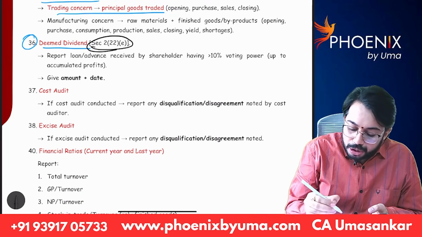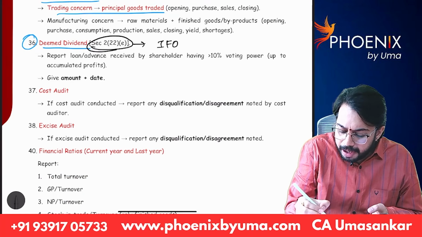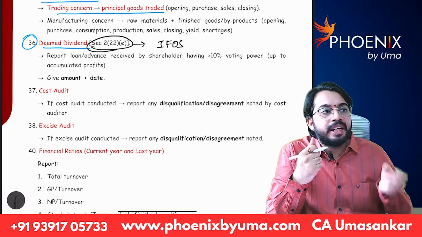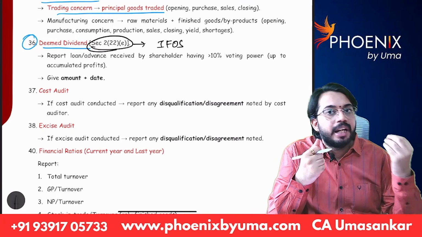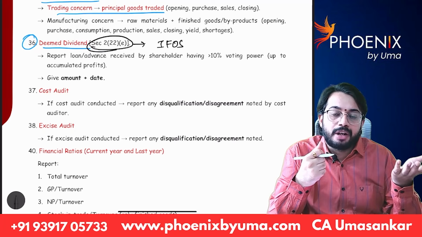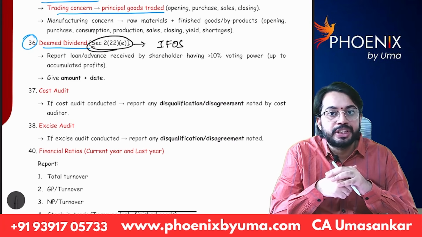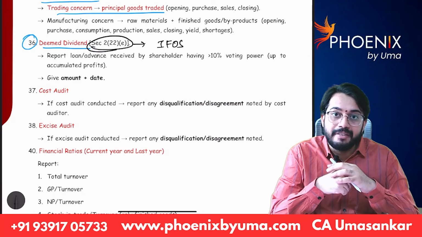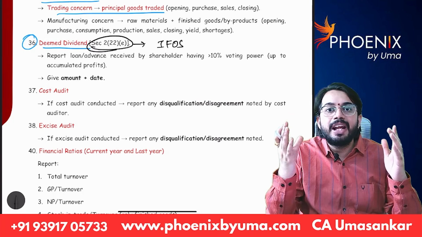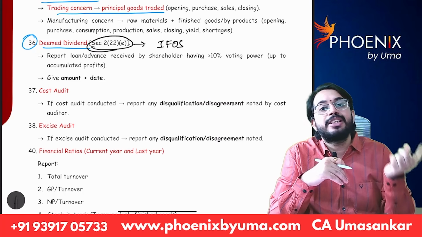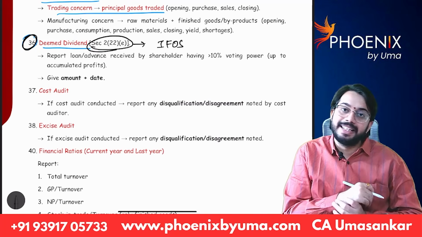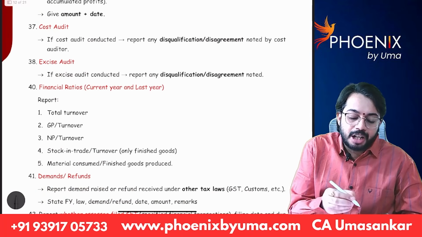We discussed 2(22)(e) under income from other sources. If a private limited company gives any loan to a shareholder who is holding more than 10% shares, then whatever loan is given is also treated as deemed dividend. So after verifying books of accounts, if any such loan is given, those details are required to be given in clause 36. Okay. Next, clause 37.